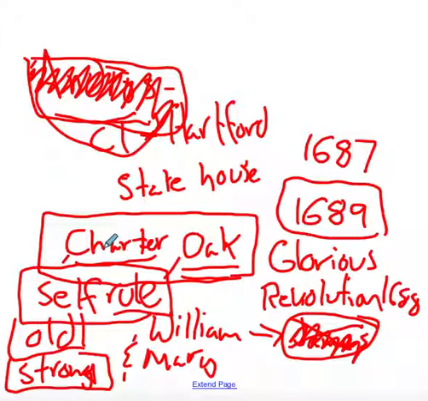So that, I believe, is the crux of the story of the Charter Oak. It gets a little bit complicated with King James being overthrown by William and Mary, and why Connecticut had self-rule for so long. But I hope that's clear to you.